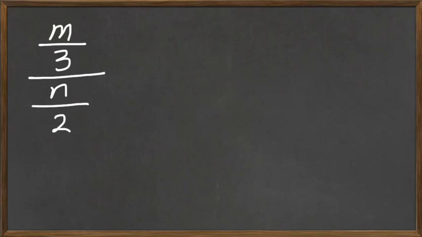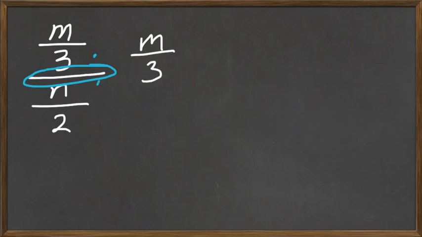Let's look at another example here. M divided by 3 divided by n over 2. And we can have some variables here. It doesn't change the process. Again, we're going to take that division bar. Just make it a division, right? So we get m divided by 3 divided by n over 2.